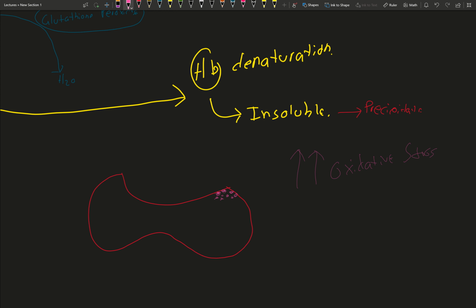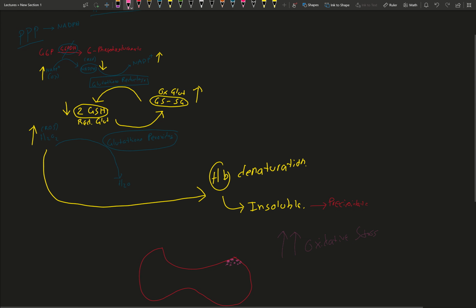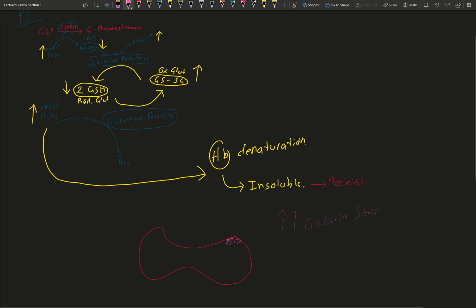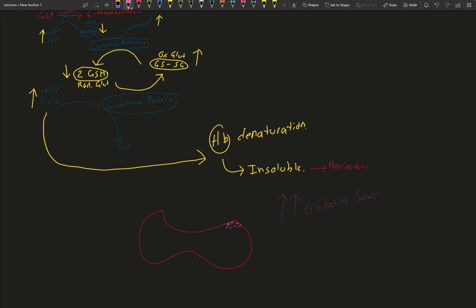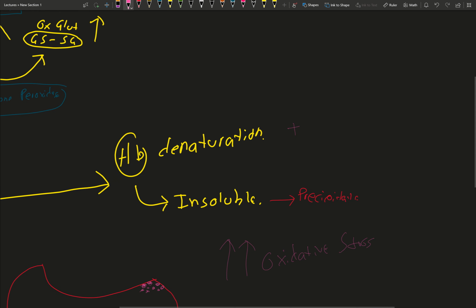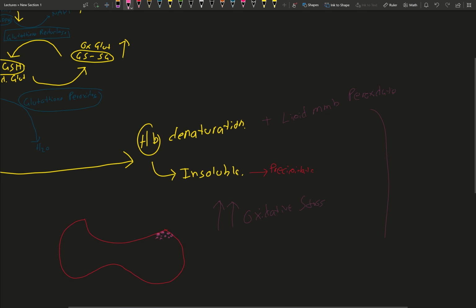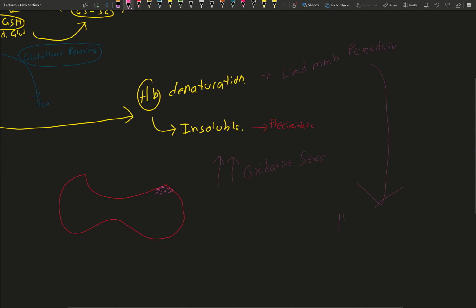This oxidative stress will overwhelm these patients because they are unable to reduce glutathione, which leads to an increase in peroxide levels, which leads to denaturation of hemoglobin, while also leading to lipid membrane peroxidation, and ultimately leading to hemolytic anemia.